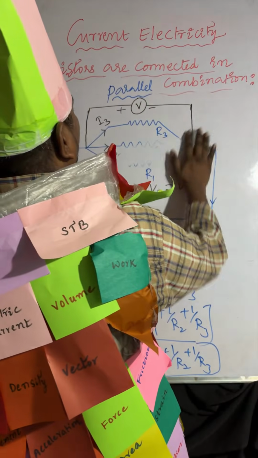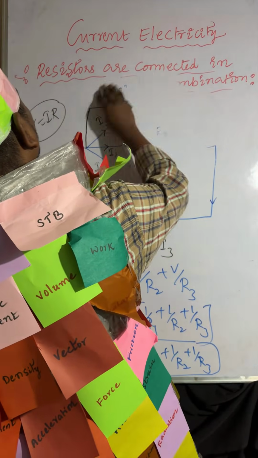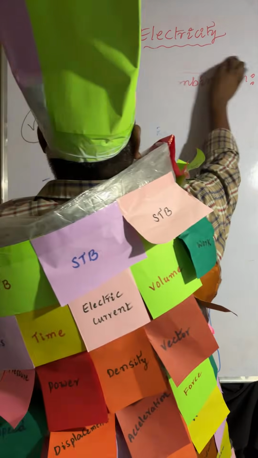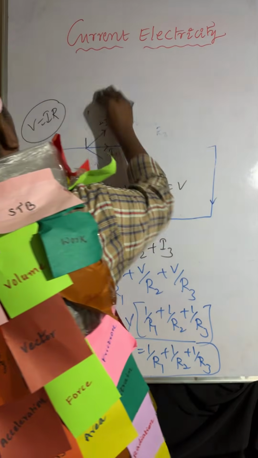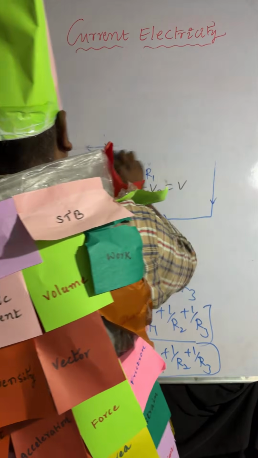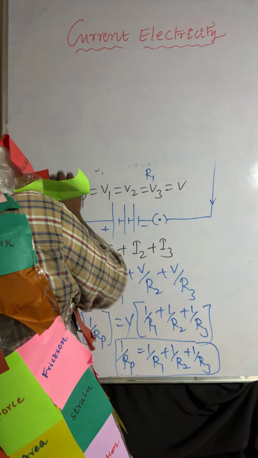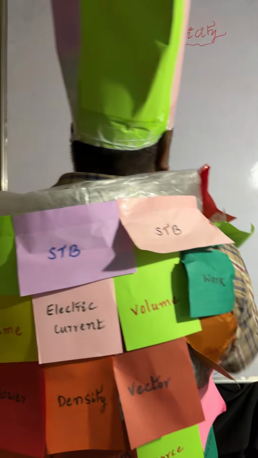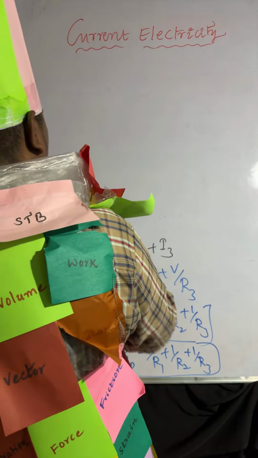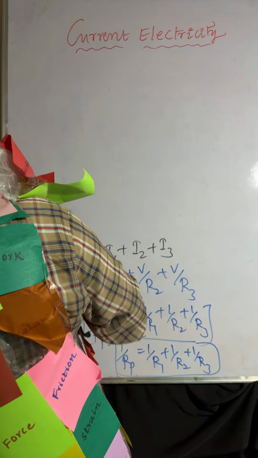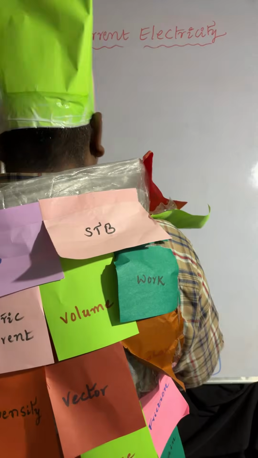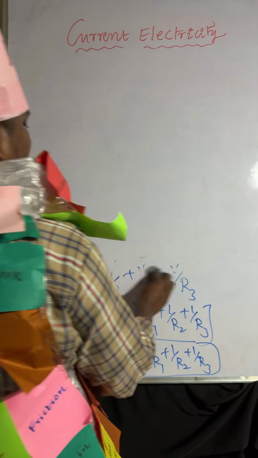As I mentioned, in many circuits we can definitely understand whether resistors are connected in series or parallel, but some circuits may not reduce into simple series and parallel. That time we will use Kirchhoff laws. There are 2 laws: the first one is junction law, the second one is loop law.